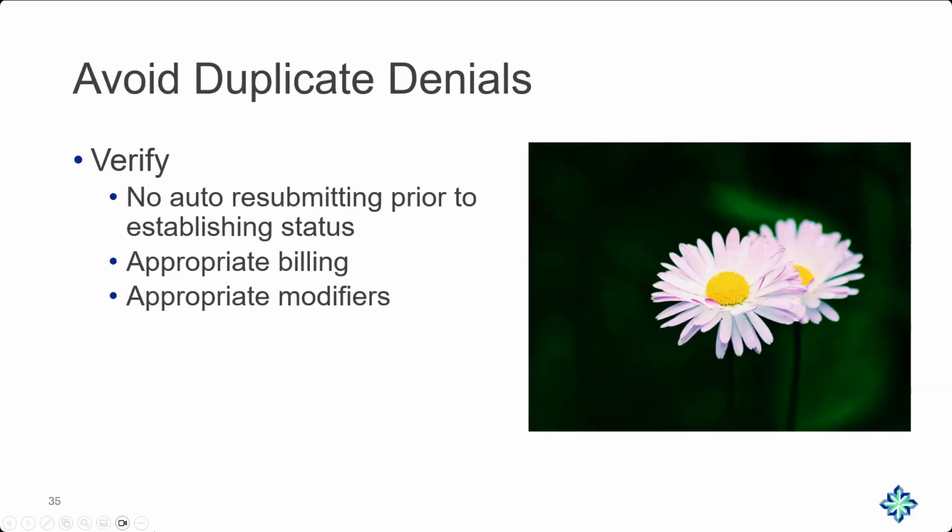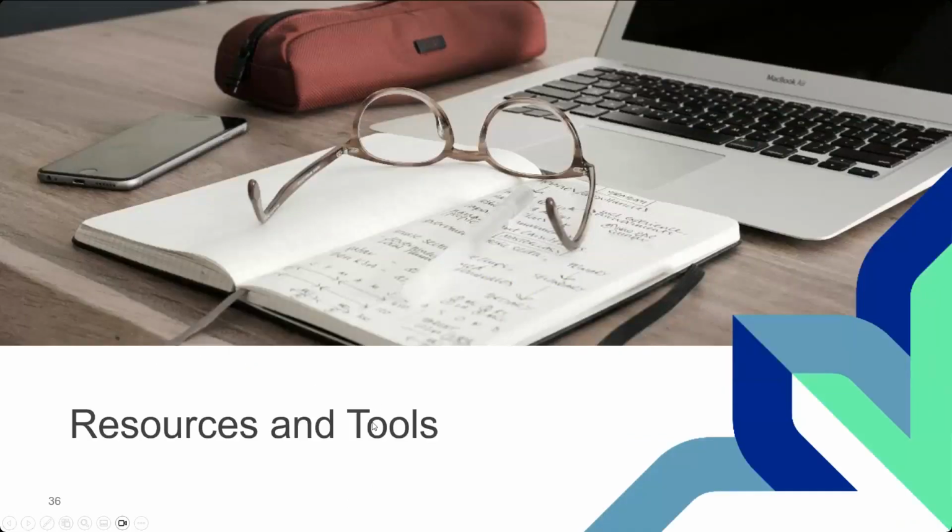This is all about those duplicate denials. Don't auto resubmit every 30 days. Make sure that your billers are using the modifier or modifiers appropriately, because sometimes use of a modifier will avoid a duplicate denial. So look for those. I'm thinking, oh gosh, 76 and 77 modifiers. Take a look at those. Those might be valid for you if you're receiving these denials.